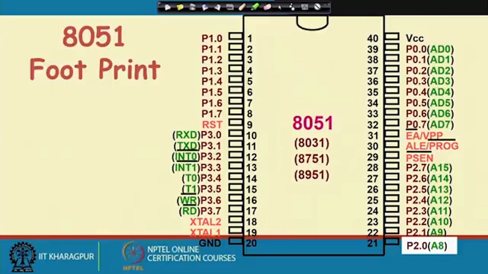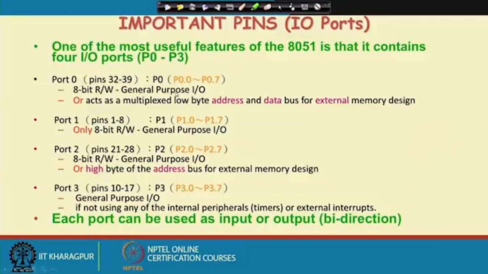So, if you look into this pin diagram of 8051, this is that pin diagram. It is similar for 8031 and 8951 also. More or less we have discussed the pins, and we will see them in more detail in the successive slides. The important pins are like this.